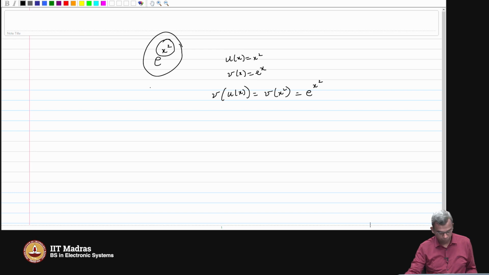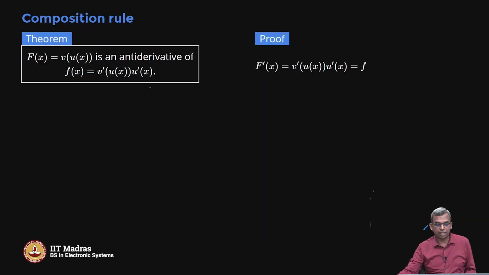You have one function inside and the whole function outside, and then you're composing the two functions. Whenever you have a composition like that, there is a very simple derivative rule. What is the derivative of v of u of x? If you differentiate this, it is v prime of u of x times u prime of x, that is F prime. So you take v prime of x, instead of x you put in u of x, and then multiply it with u prime of x. That is the way in which you do this derivative for compositions.